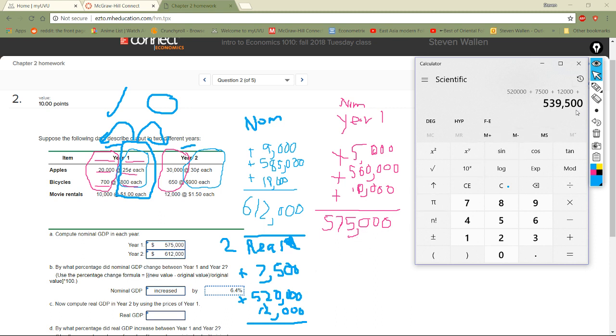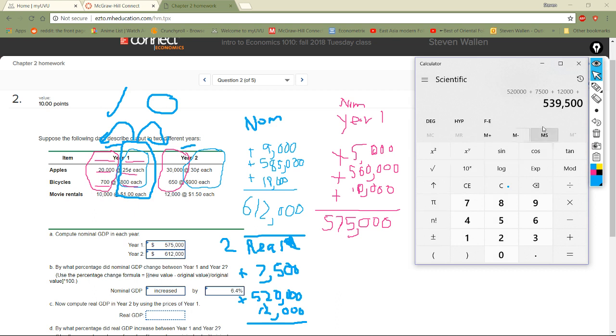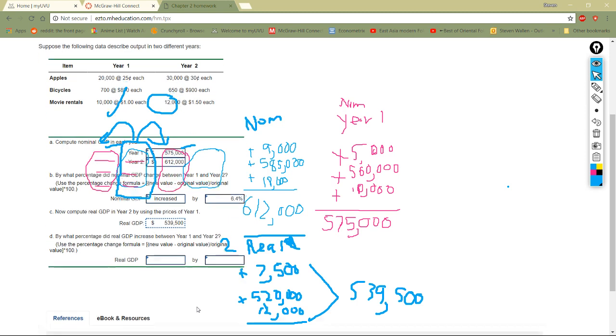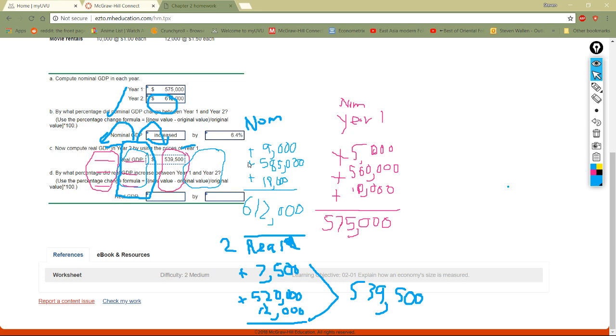What do we see is the difference if we use this number compared to this number? They actually went down on real GDP. So before it looked good. Before, it was like, oh, we're growing. No. You had inflation. The economy didn't actually grow. So real GDP: now compute real GDP in year 2 by using the prices of year 1. So let's go ahead and put that in, shall we? It's actually 539,500. And just check your work after each one. It takes like 2 seconds. That way you don't constantly do a boatload of these wrong. Still looking good.